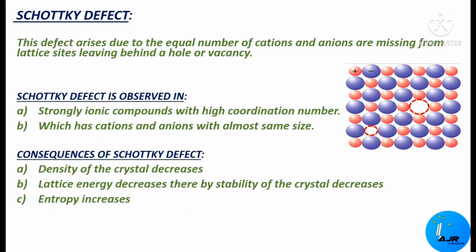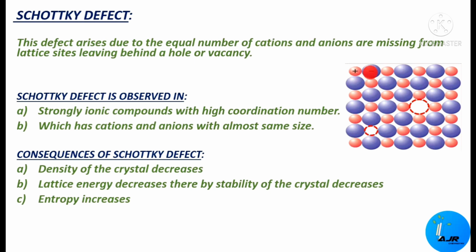By the by, what is Schottky defect? This defect was first discovered by a German scientist, whose name is Schottky, in 1930. This Schottky defect arises when an equal number of cations and anions are missing from their lattice sites, leaving behind a hole or a vacancy.